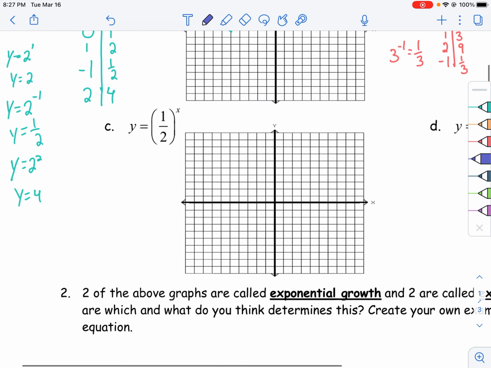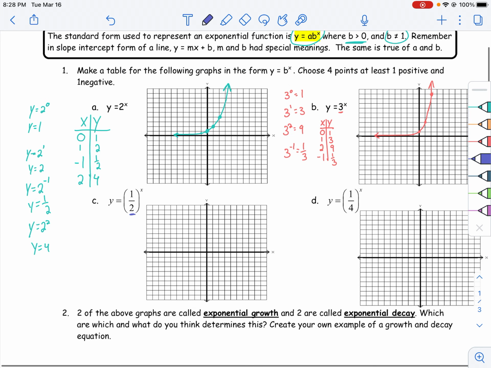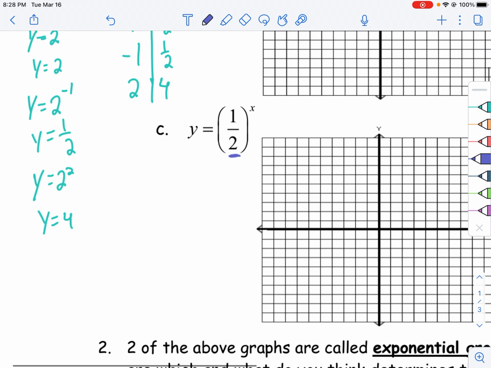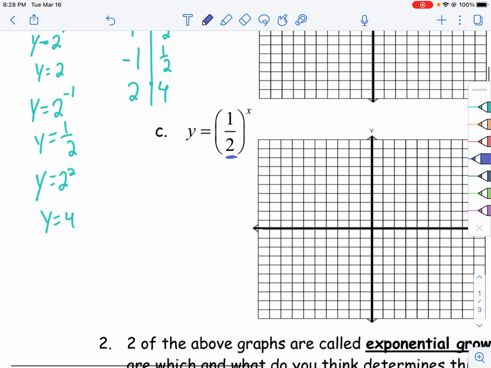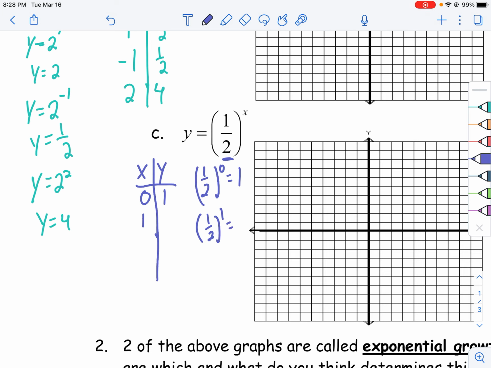Okay. Let's take a look at C. This time our b value, notice, is now smaller than 1. The first one we had 2, and then we had 3. Those were both whole numbers. Now we have a fraction, and specifically, this is a fraction that is smaller than 1. So let's see what happens when we do this. Again, xy table, start with 0 because 1/2 raised to the 0 power is just 1, because anything raised to the 0 power is 1. So then let's go 1 after that. So 1/2 raised to the first power gives us 1/2.